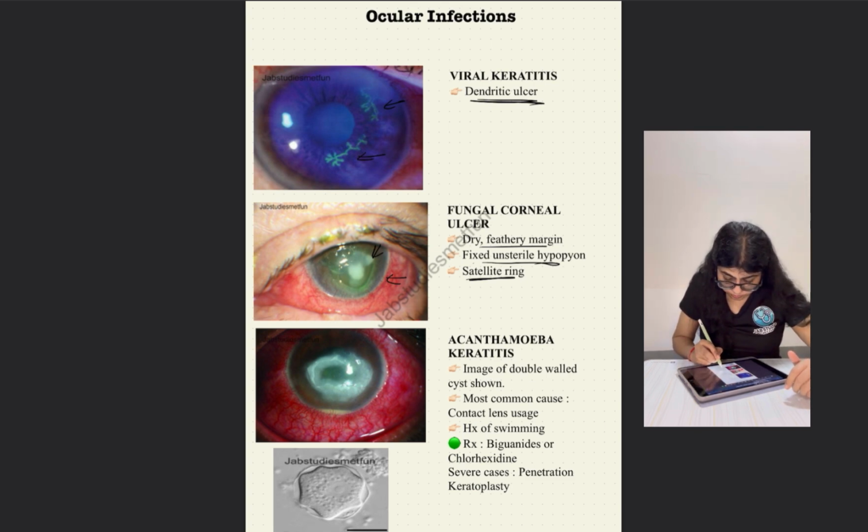Acanthamoeba keratitis. Firstly, we will look at what the Acanthamoeba looks like. It only has a cyst, and the cyst is double walled, with a wavy structure. The most common cause related to this keratitis is contact lens usage, and one hint that can be given in the exam is history of swimming. The treatment is biguanides or chlorhexidine. In severe cases, penetrating keratoplasty has to be done.